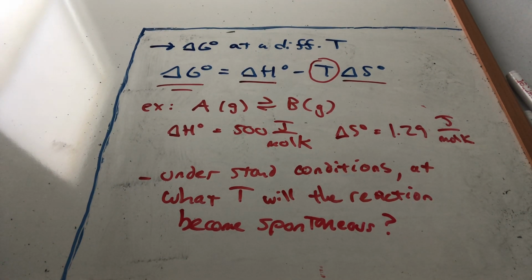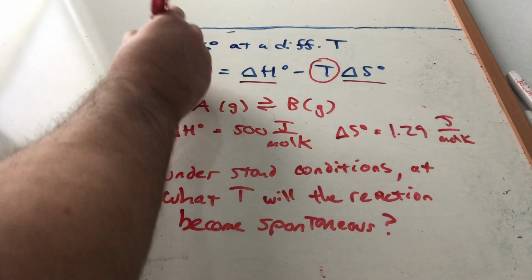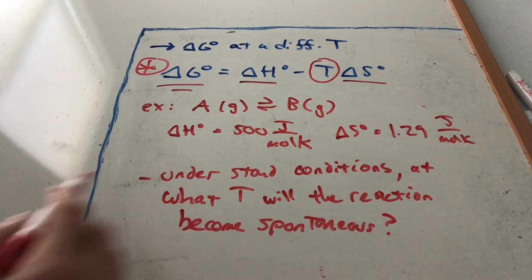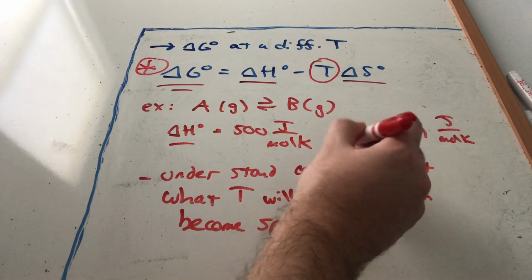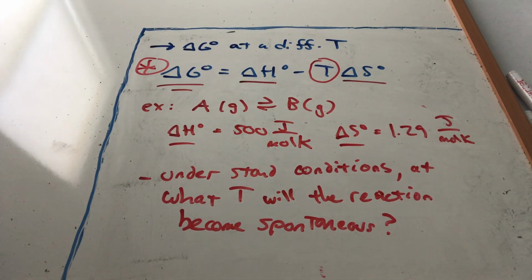Under standard conditions, at what temperature will the reaction become spontaneous? Well, now we could go through the process of figuring out delta S and delta S for the surroundings, put them together to get delta S universe. But what we're learning now is if we're given this freedom, if I know delta H naught and I know delta S naught, then I can get delta G naught, and that will give me spontaneity directly.